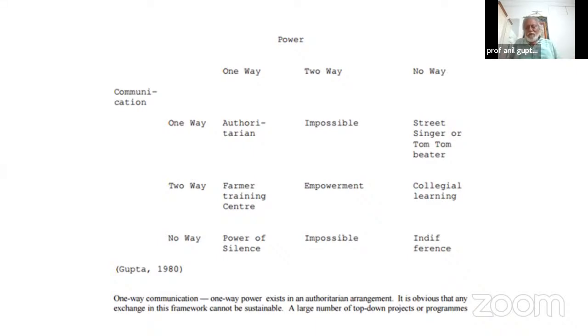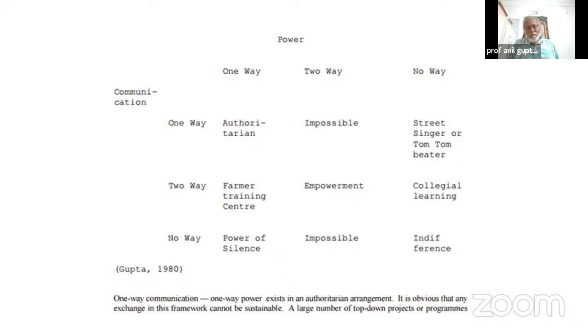All that is collegial learning. You don't need power to be able to influence somebody. You're seeking help, somebody offers help. It's collegial learning, a very, very healthy way of learning from each other. No threat, no coercion. If there is one-way power but no communication at all, that is called the power of silence.